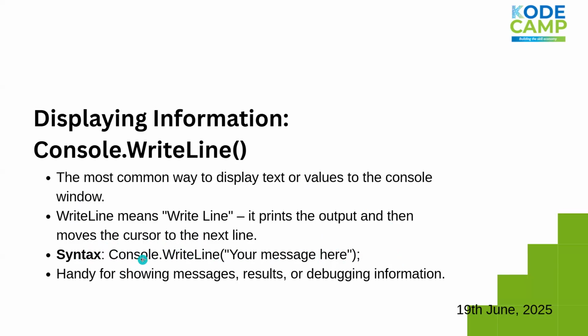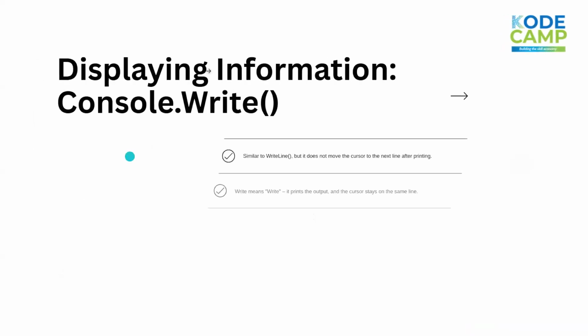What is the use case for using console.WriteLine? It's useful for showing messages and results. Maybe you are trying to perform some calculations, additions, subtractions, and all. You use your console write line to see the results, and also for debugging information. So as time goes on, you get to see this debugging stuff in action.